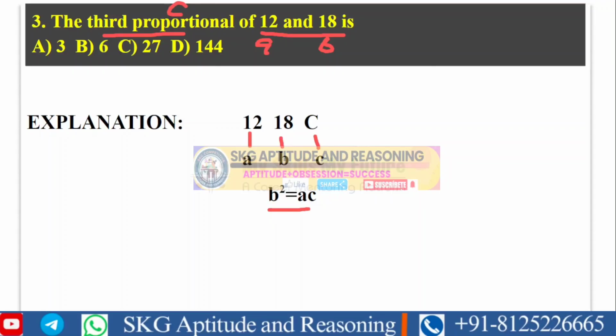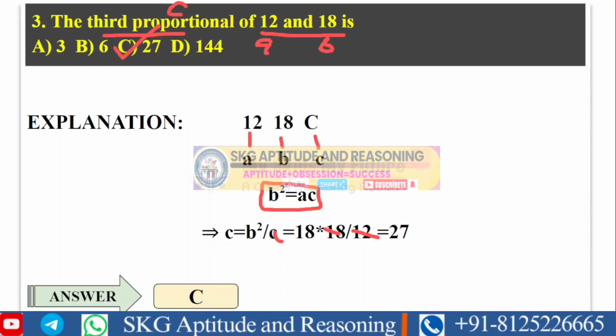The formula we know is B square is equals to AC, and if we substitute the given values here, so C is equals to B square by A. So 18 into 18 divided by 12, and we do cancellations here. 6 twos and 6 threes get cancelled, and 2 ones and 2 nines get cancelled. 9 threes is 27. So the value of C will be 27, which is presented in option C.